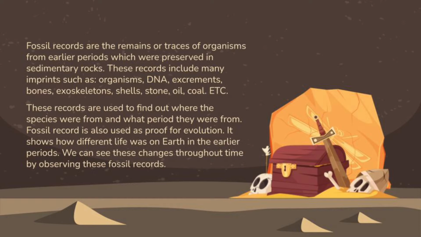These types of records include many imprints such as organisms, DNA, excrements, bones, exoskeletons, shells, stone, oil, coal, etc. These records are used to find out where the species were from and what period they were from. Fossil record is also used as proof for evolution.